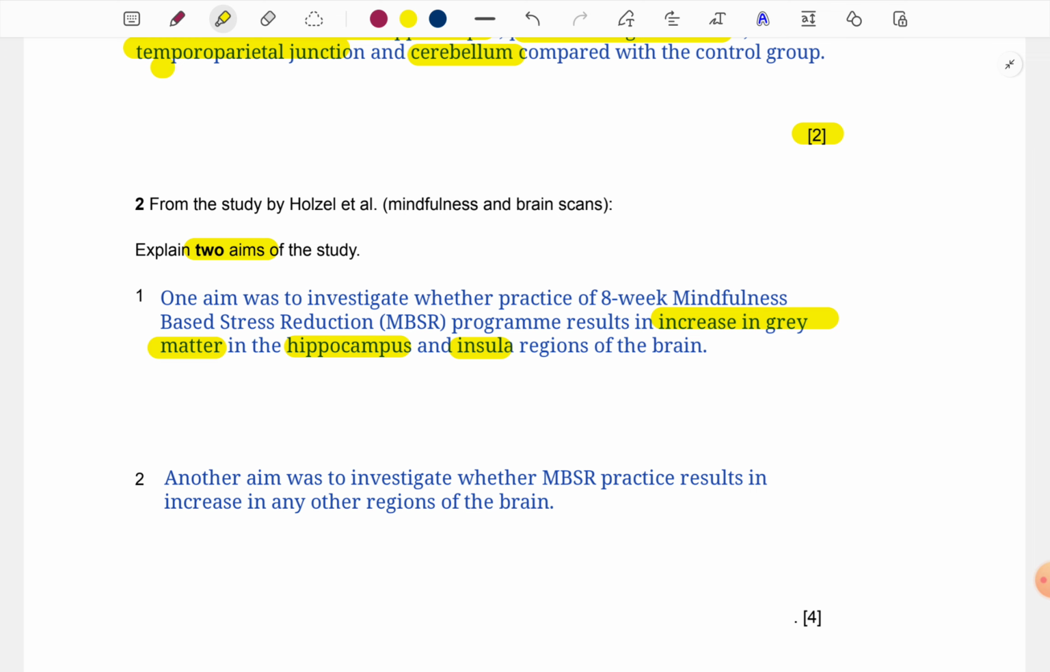So you need to mention that when it comes to the aim. Don't write the findings-related brain areas in the aim, that they happened to find. They were not specially looking out for them. So it was not their purpose.